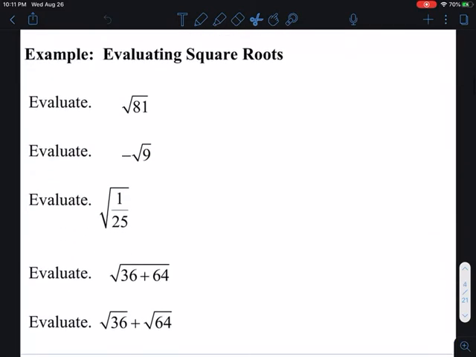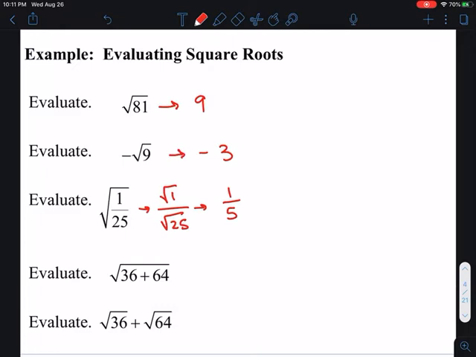So some examples. If we were to evaluate the square root of 81, we know that that is 9. If I have the opposite of the square root of 9, what times itself is 9? We'd end up with 3. So with the negative in front, we have a negative 3. If I have a square root of 1 over 25, we can break that into a square root of 1 over a square root of 25, which would make it a little easier to see the 1 over 5.